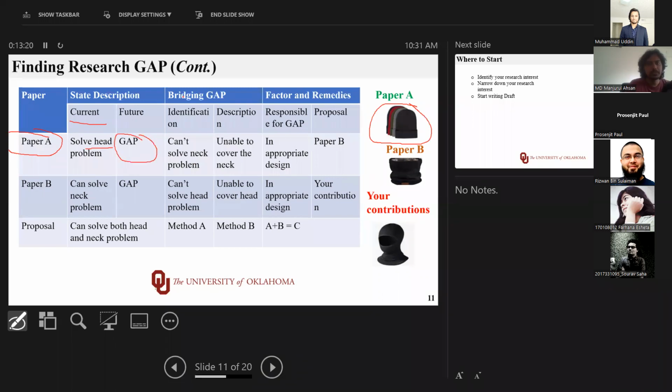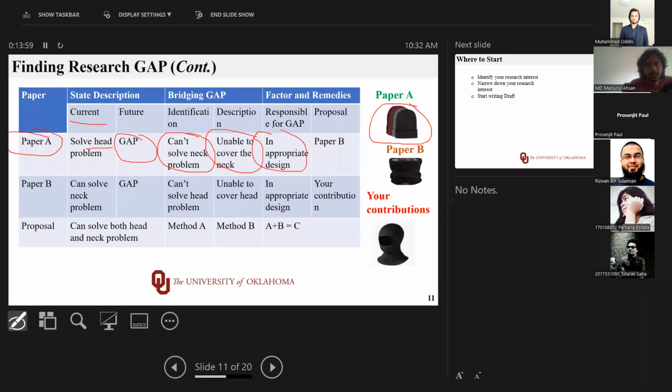So this is bridging the gap identification. What you can find is that it can't solve the neck problem. If somebody uses the head product, he will still suffer from the wind and the cold of the winter, and it will affect his neck. So this is how you find the gap, and you describe it in detail: unable to cover the neck. So what is responsible, in your judgment?